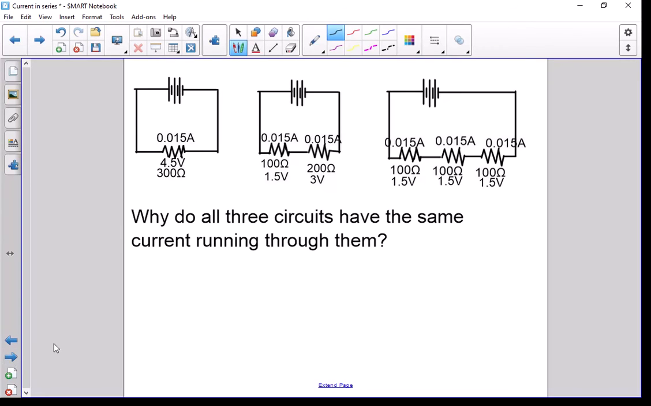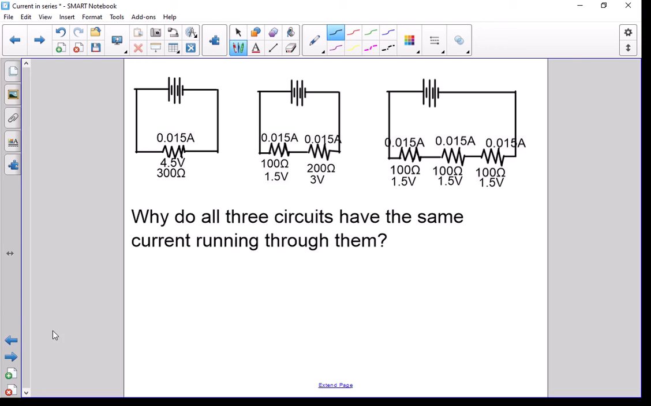So let's just look at our answers. Let's just reflect on these. Here are the three circuits we've looked at. What is the same? Why is the current flowing through all three circuits the same? What have we kept the same in order for that to be true? So pause, write down an answer, unpause when you're ready.